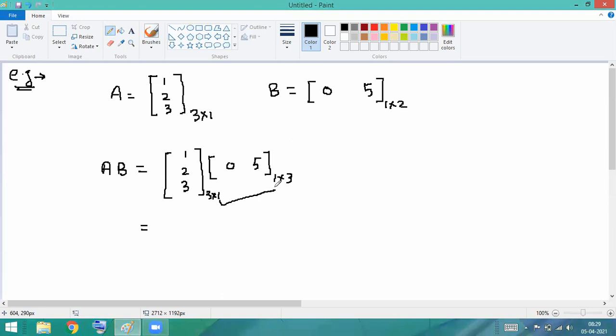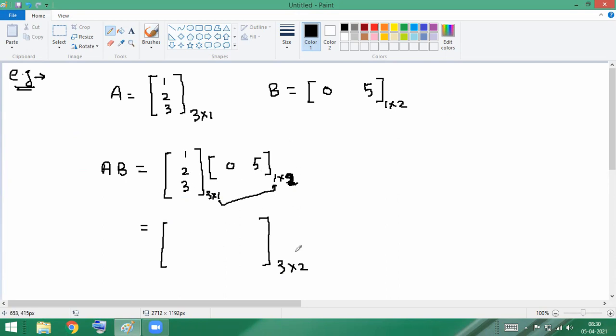So finally, ये दोनों क्या होगा? Cancel हो जाएगा. So 1 cross 2. So finally we'll get what? क्या मिलेगा आपको, बताओ? क्या मिलेगा यहाँ पर? And the product has 3 cross 2. The product has what? 3 rows and 2 columns.